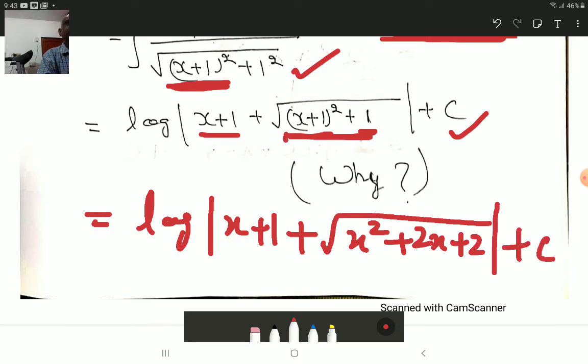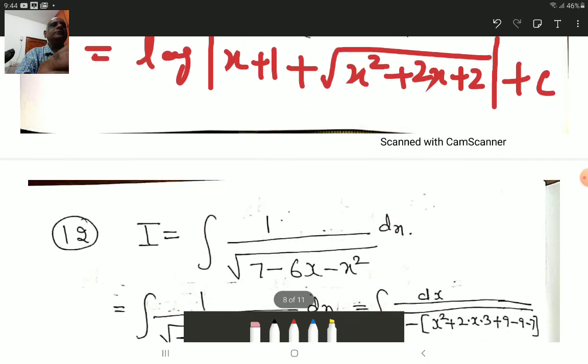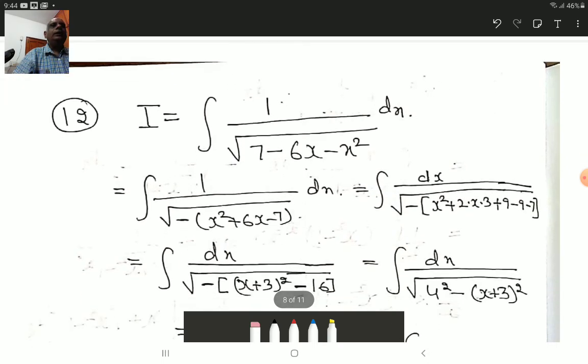So it was a very important type, 1 upon square root of quadratic or even 1 upon simply a quadratic. In both cases, the same approach applies. That is the method of completing square. So you must practice the method of completing squares. And you might have done this in class 10 also. Coming to this question, it is also the same condition, 1 upon square root of quadratic. So here also I will be applying the method of completing square.